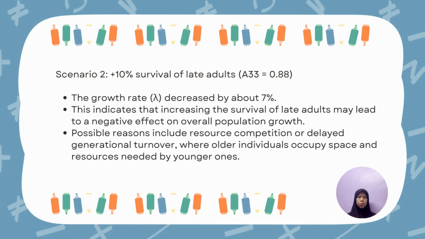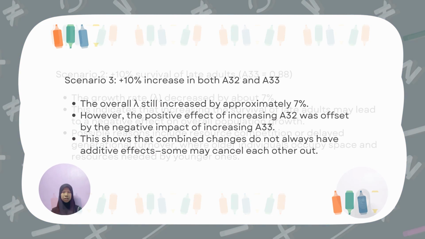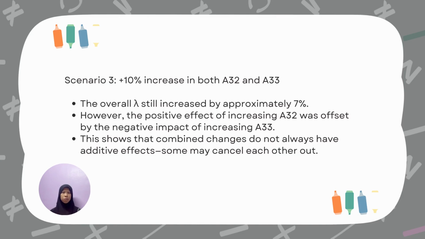In scenario 2, we increased the survival of late adults by 10%. Surprisingly, this caused lambda to decrease by about 7%. This suggests that too many long-living adults might slow down population growth, possibly due to resource competition or reduced space for the younger generation. In scenario 3, both early and late adult survival were increased by 10%.